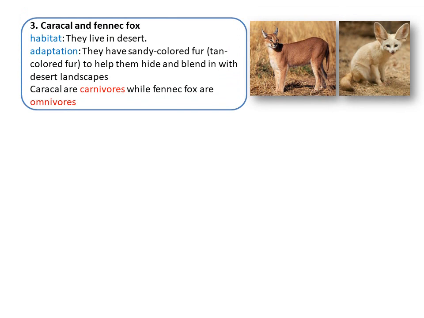The third example is caracal and fennec fox, and of course they live in a different habitat, which is desert. So they are surrounded by sand. That's why the camouflage is by using their sandy colored fur or tan colored fur to help them hide and blend in with the desert landscape. Caracals are carnivores, which means they eat meat only, while fennec foxes are omnivores, and this means that they can eat plants and meat.